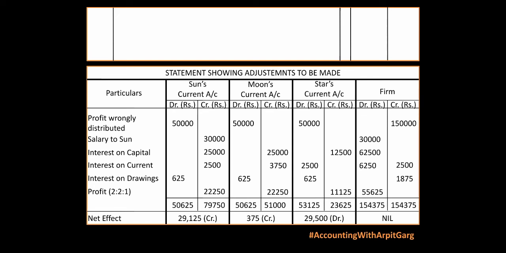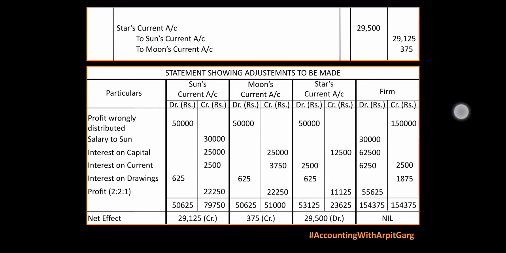That's it. Let's pass our entry. Sun's current account is to be credited, so to Sun's current account 29,125. Moon credit to Moon's current account 375. Star debit, so Star's current account debit to 29,500. That's it. This is done.